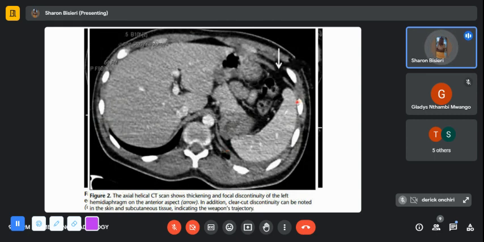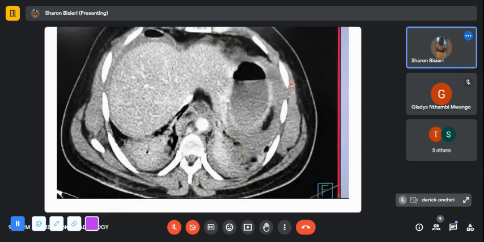In this next axial CT, if we follow the left hemidiaphragm anterior to the spleen, we can see that there is an obvious defect in the diaphragm anteriorly, and we can see focal thickening in the adjacent areas of the diaphragm. So it can be subtle or it can be very obvious with the hourglass sign and the dependent visceral sign.